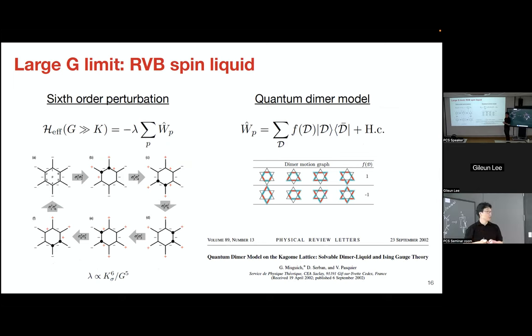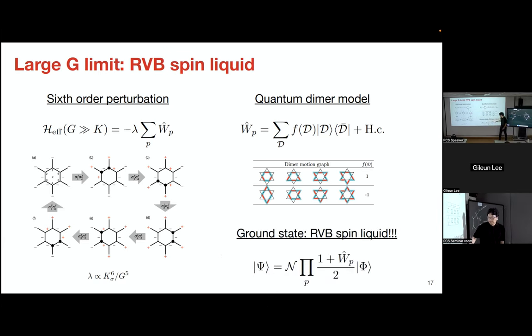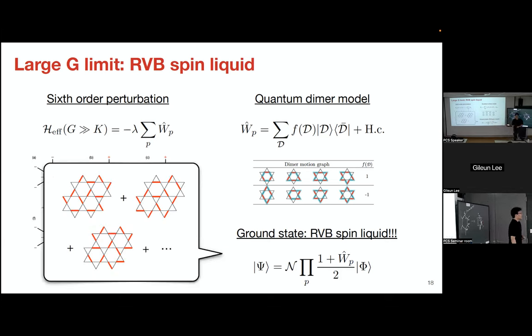dimer motion or dimer resonance in this fashion. For instance, if we have this dimer configuration at this local hexagon, then this WP operator moves this dimer along this local hexagon by one lattice unit. So that way, this operator generates dimer motion. Similarly for other dimer configurations. So basically, when this operator acts on a dimer state, it generates all possible dimer configurations satisfying the hardcore dimer constraint. And here we mix all of them, so that is why this state is the RVB state. Does it make sense?